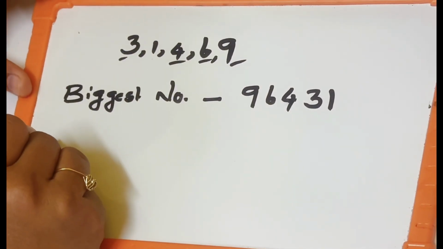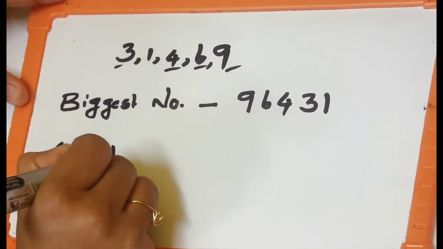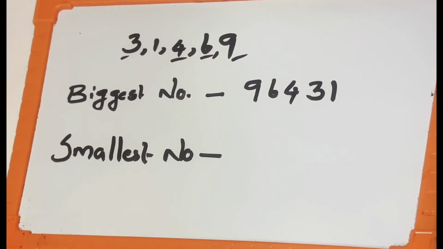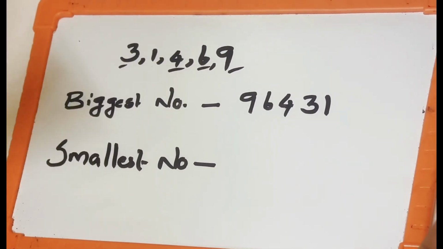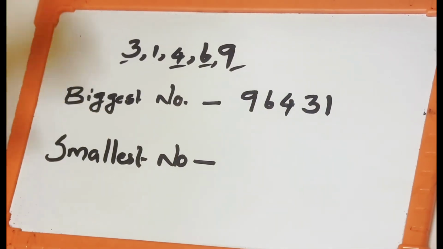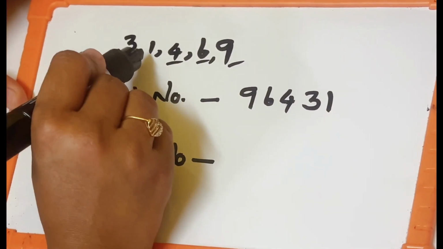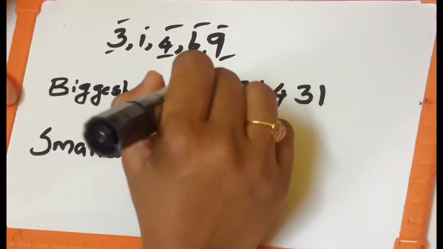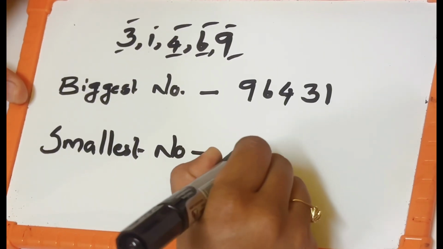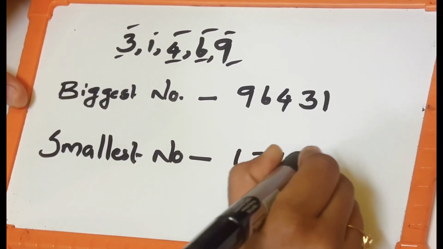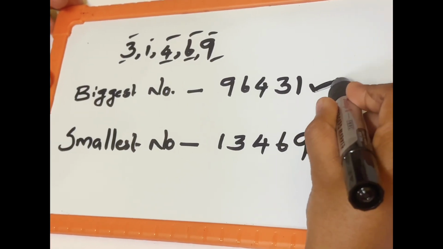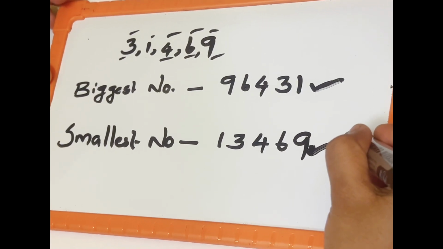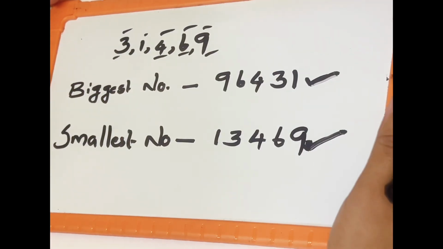And next we can find the smallest number. Smallest number. What we have to do? First we have to arrange each digit in ascending order. Ascending means smallest to largest. Which was the smallest one? Here it's 1, 3, 4, 6, 9. Opposite of all these, right? 1, 3, 4, 6, 9. These are the biggest and smallest 5-digit numbers that we can make using these digits.